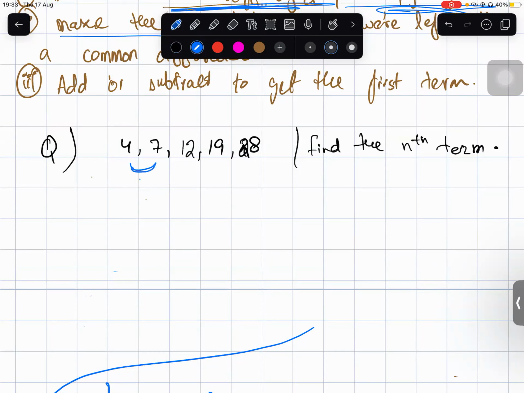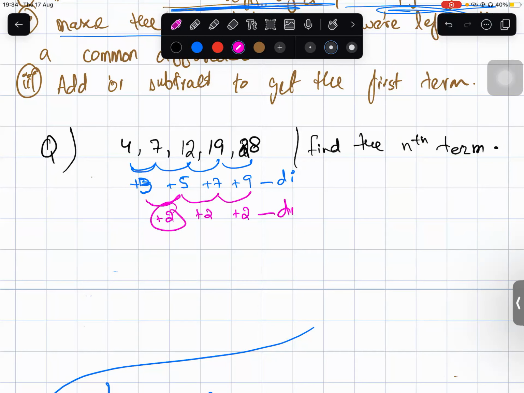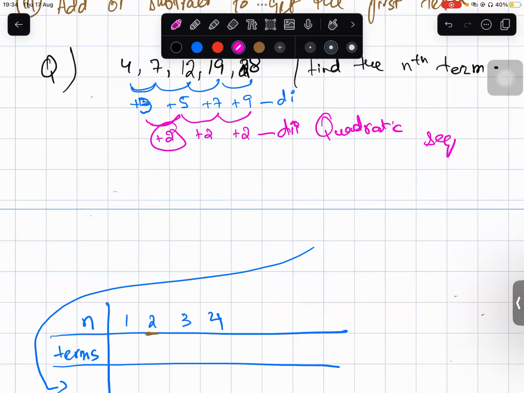4 to 7, it's plus 3. 7 to 12, it's plus 5. 12 to 19 is plus 7, and 19 to 28 is plus 9. So the level 1 differences are not common, so we need to move down another level. So 3 to 5, it's plus 2. 5 to 7 is also plus 2. 7 to 9 is also plus 2. On the second level, we've got a common difference. Hence, we've identified this to be a quadratic sequence. Good so far? Okay, cool.